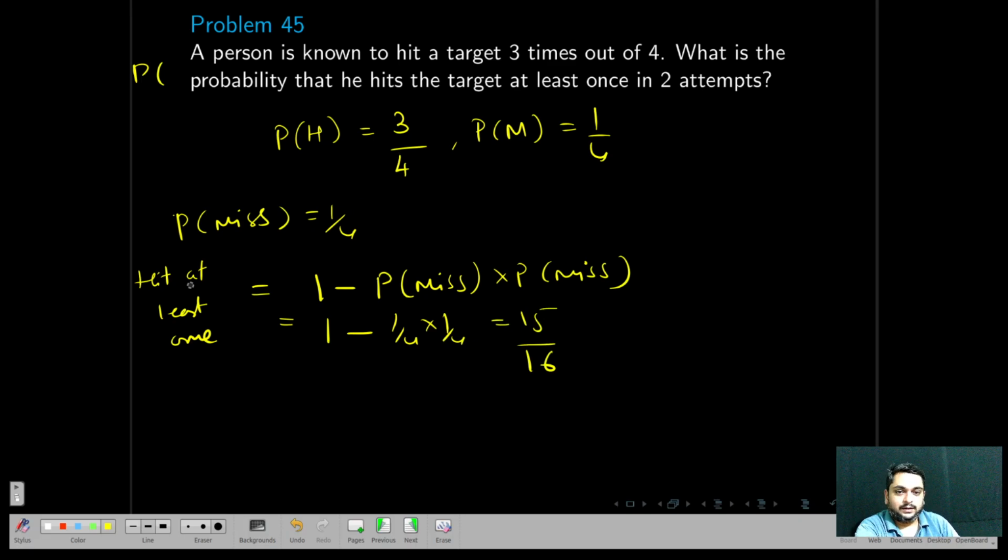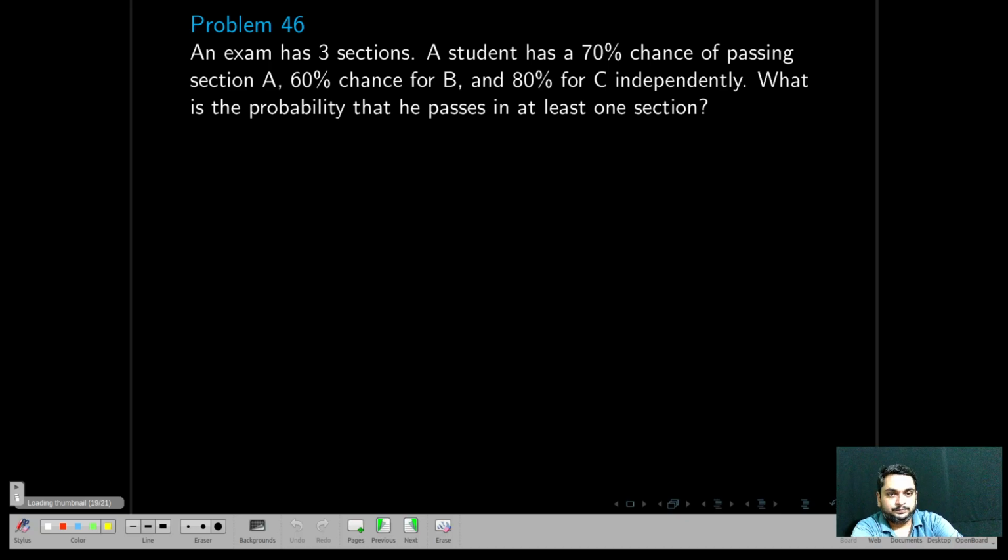See, what are they saying? Hit at least once means what? If he misses both, okay, missing both, and 1 minus means at least 1, right? So 1 minus probability of missing both is equal to the probability that at least he will be hitting one. We don't know 1 or 2, at least one he will hit.